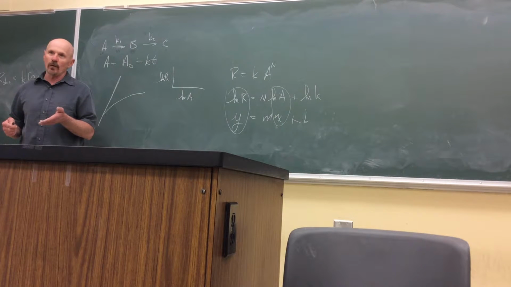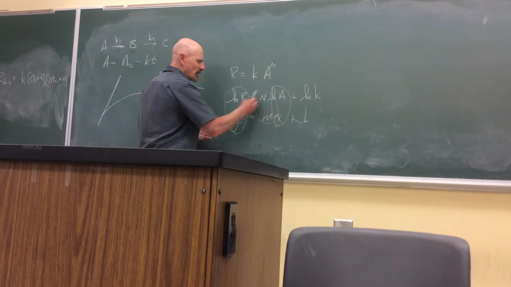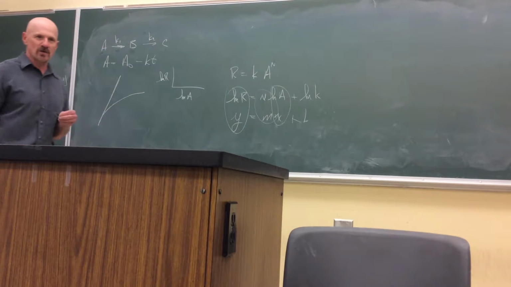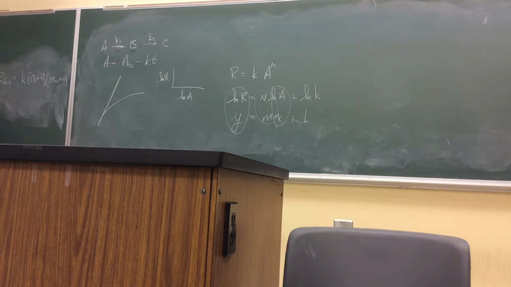The slope. So we have the m, we have the slope. That's what I mean by linear form. So if I wanted to calculate a k for this reaction, which would be a pseudo-order k, how would I do it? You take the exponential of the intercept.